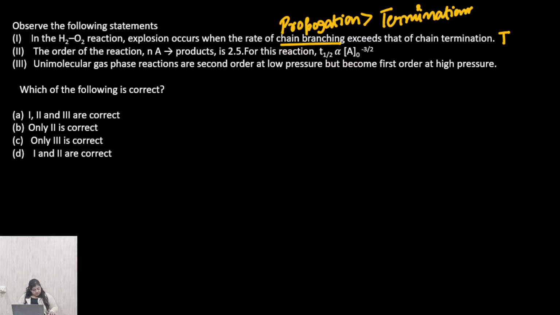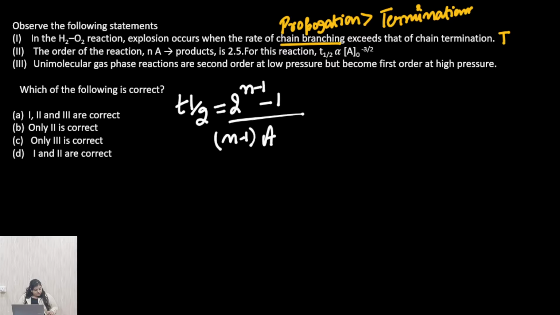Next statement says the order of a reaction, that is n moles of A giving the product, is 2.5. For this reaction we have to tell the T half value. Okay, so we know that T half value is equal to 2 raised to the power of n minus 1, minus 1, upon n minus 1 into A naught raised to the power of n minus 1 into the rate constant K.